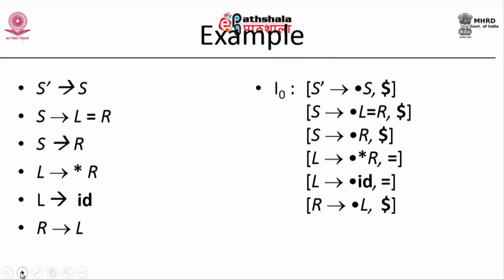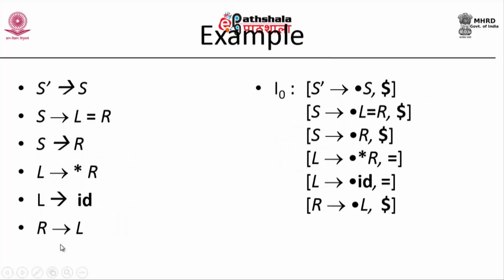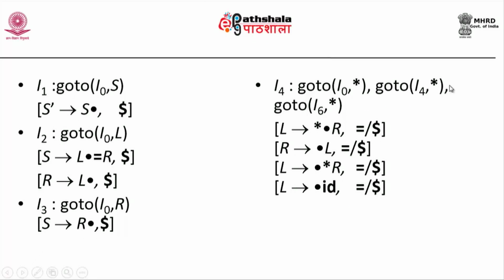So as you could see which items have been combined. So I0 comma star will result in star dot R comma equal to only as a symbol. If I look at I4 comma star, I will have an equal to slash dollar as the symbol, but I am combining them together and calling it I4 only. So in one situation it will have only a dollar, the other one it will have an equal to, but I am combining those two together and I am calling that equal to slash dollar.